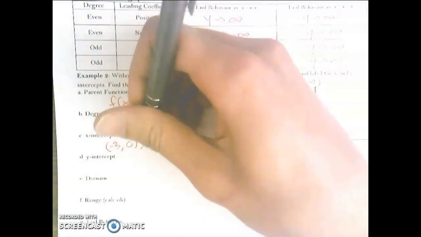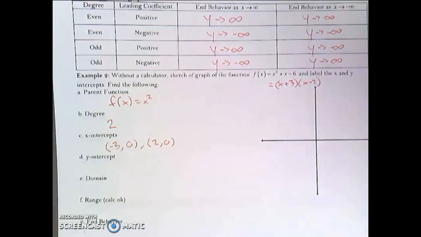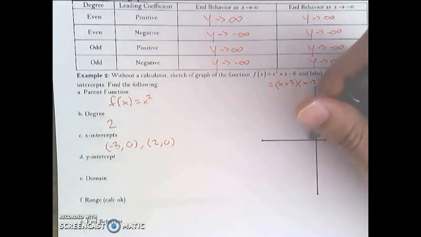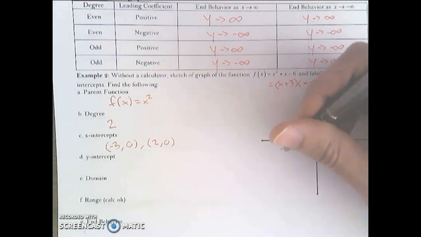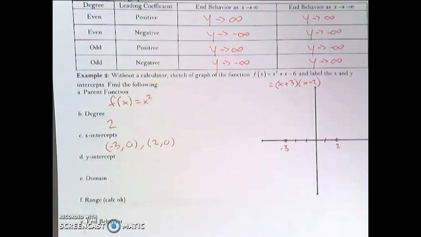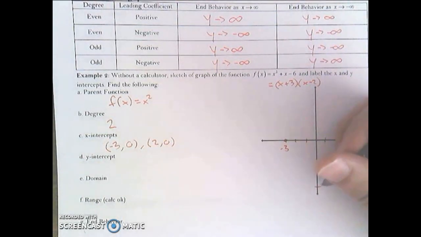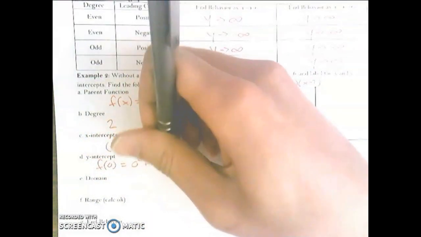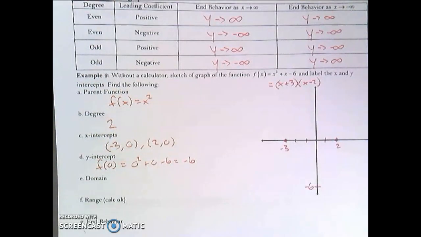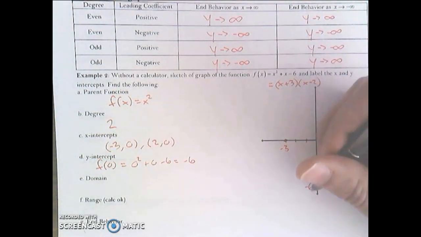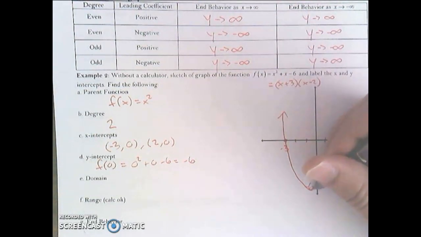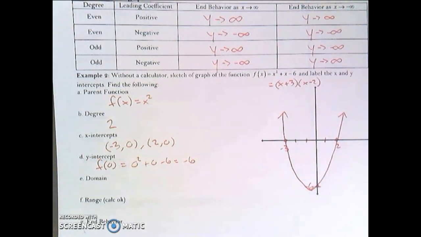So our x-intercepts, we have negative 3, 0 and 2, 0. So already we can plot those points. Our y-intercept we can find from the original equation is negative 6. So that's if we were to plug in 0 for x, we get 0 squared plus 0 minus 6 is negative 6. So we can plot this. We sketch the graph and we get this quadratic.